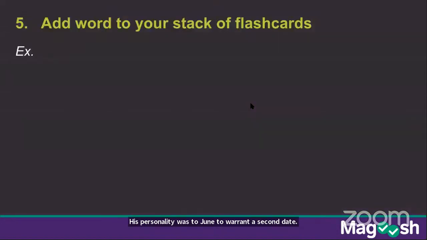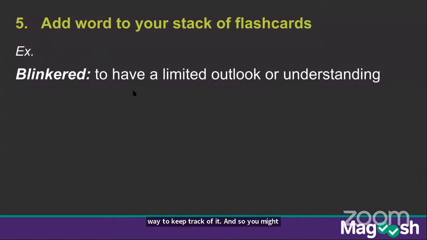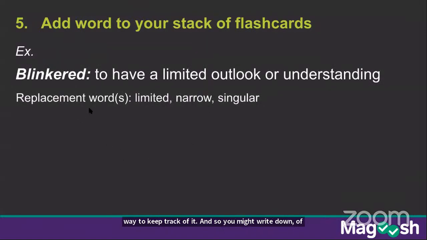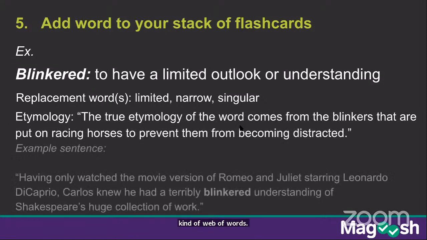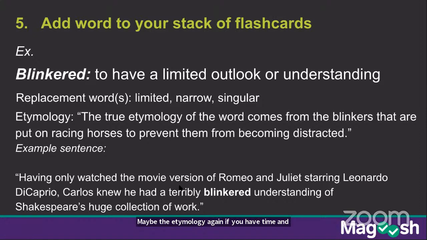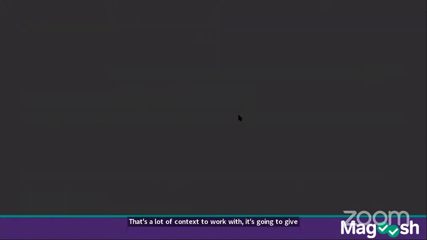All right. The next step, step 5, is then to add this word to your stack of flashcards. So if you discovered this word while reading the news or watching television, find some way to keep track of it. And so you might write down, of course, your word, your definition, maybe throw some replacement words, maybe just a good synonym: limited, narrow, singular. Cool. I'm building up this kind of web of words. That's helpful. Maybe the etymology, again, if you have time and you're interested, and then throw that example sentence on there. If you have all of this on a flashcard, that's a lot of context to work with. It's going to give you a richer association to attach to that word.